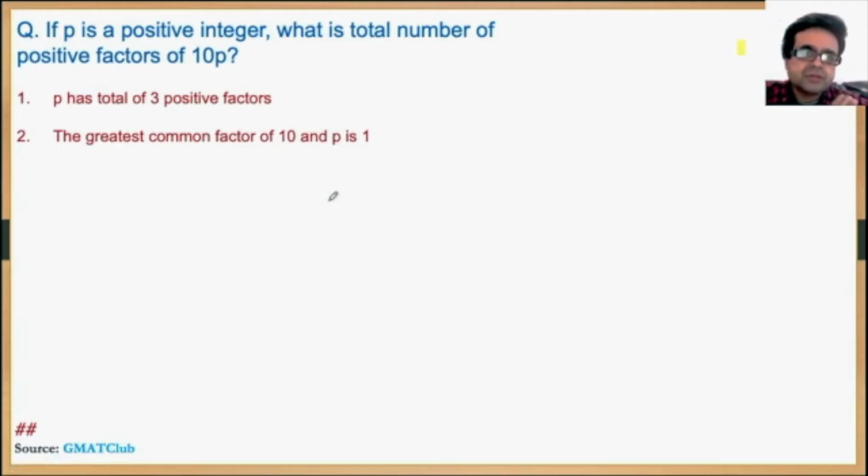Today we're going to solve this difficult question from GMAT Club, and the question is not that difficult if you understand one formula or one method, which is how to calculate the number of factors of an integer. If you know that method, then this problem becomes fairly easy and straightforward. So that's the first thing we are going to do, and then we'll dive into the problem.